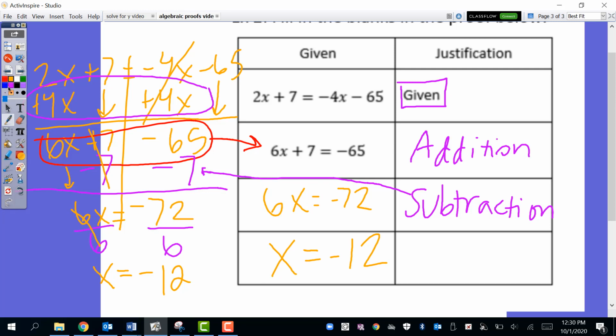And what property did I use to get negative 12? Well, what step did I just do right here? I divided. So I'm going to put either divide or division property. Okay. So it's just solving equations, and after every step you write down, well, what did you do? If you need to, go ahead and watch the video again. Otherwise, you're going to start the formative.